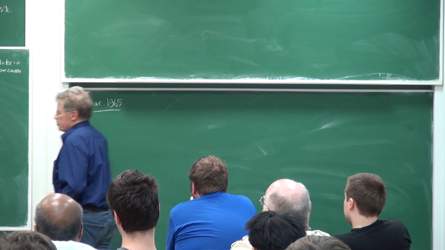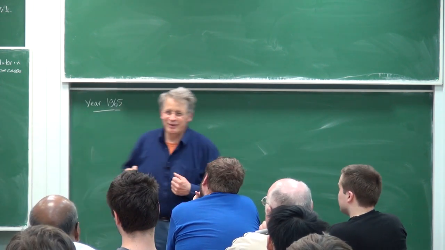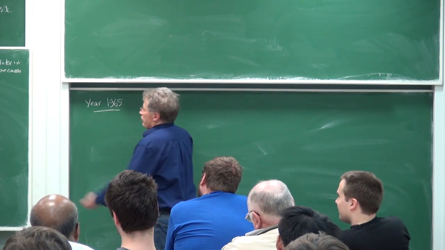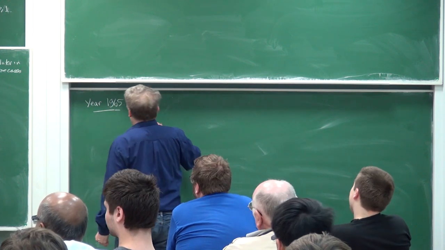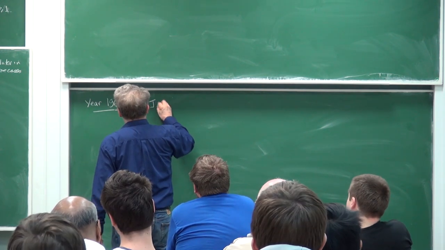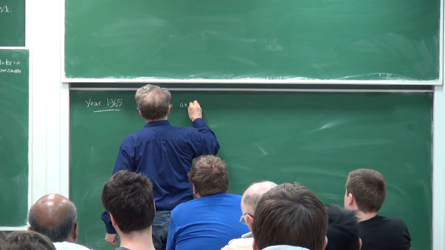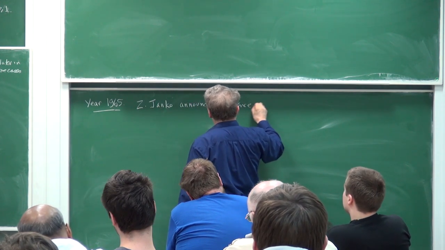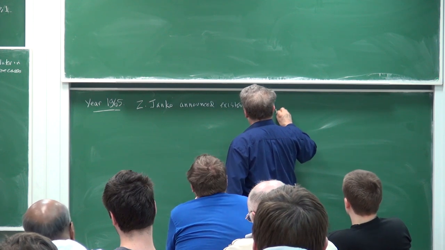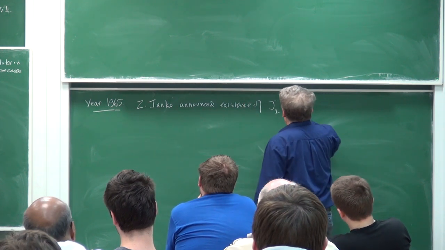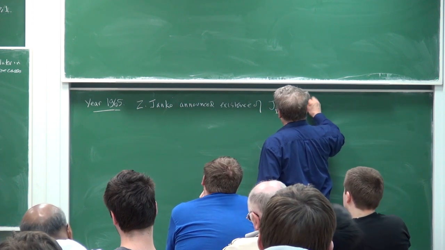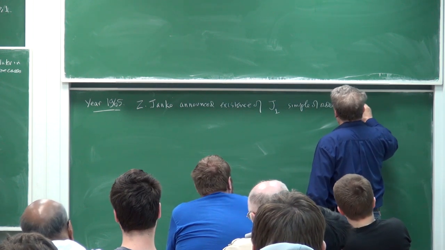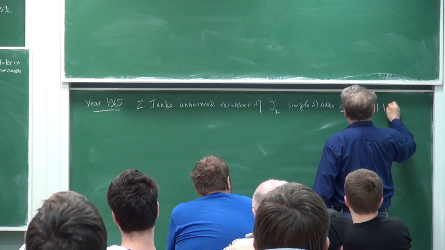So let's go to year 1965. So let's pretend that we're young and mathematically young children and full of innocence. Okay. So there's growing interest in the classification of finite simple groups, and Zvonimir Janko announced the existence of a group. It's called J1. He discovered more than one, but this is a simple group of order 2 cubed times 3 times 5 times 7 times 11 times 19.